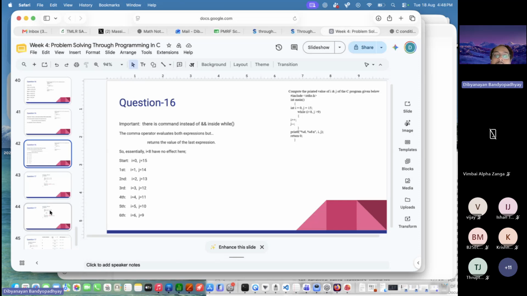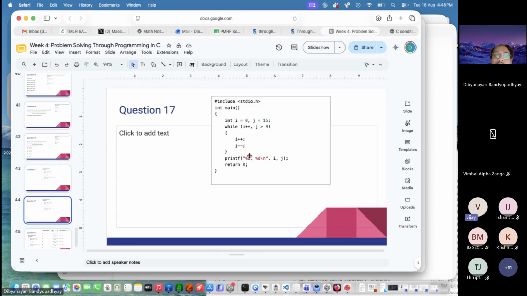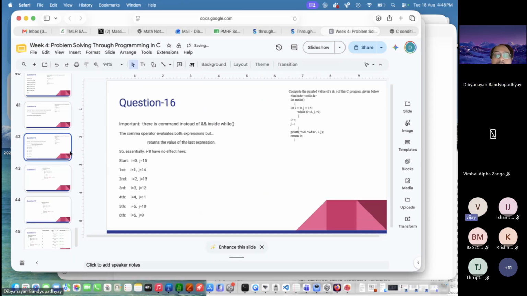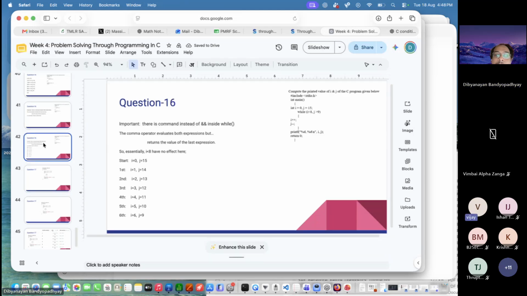So any question regarding this? Okay. So this is the last question. Sir, then what is the use of the comma, sir? Sir, in the 16th question, whatever the cases may be on the left side, only the right one will be checked, sir. Correct. Correct.